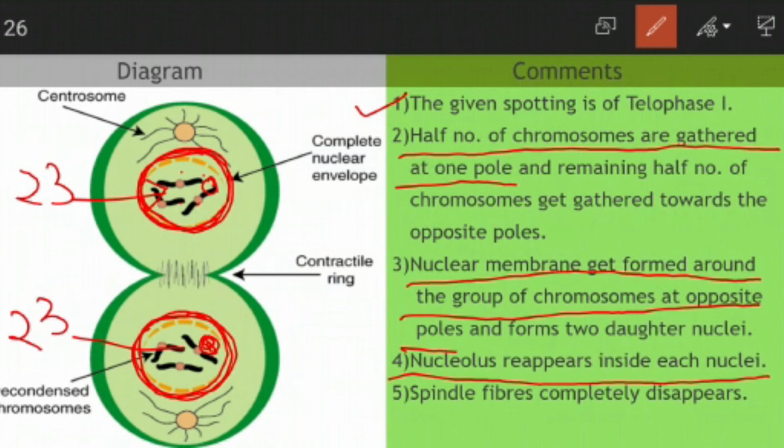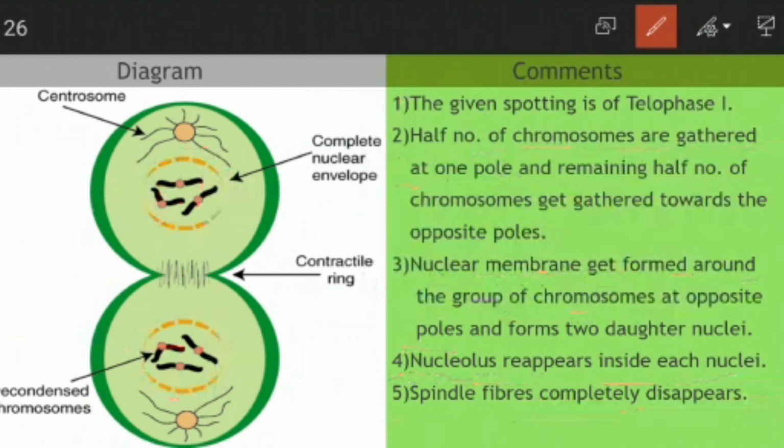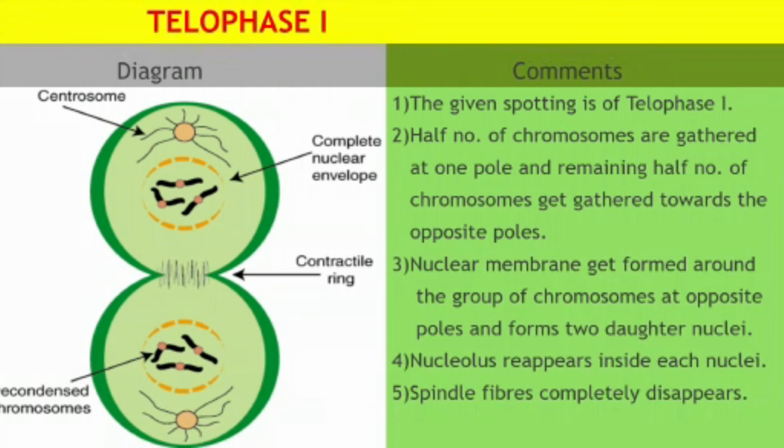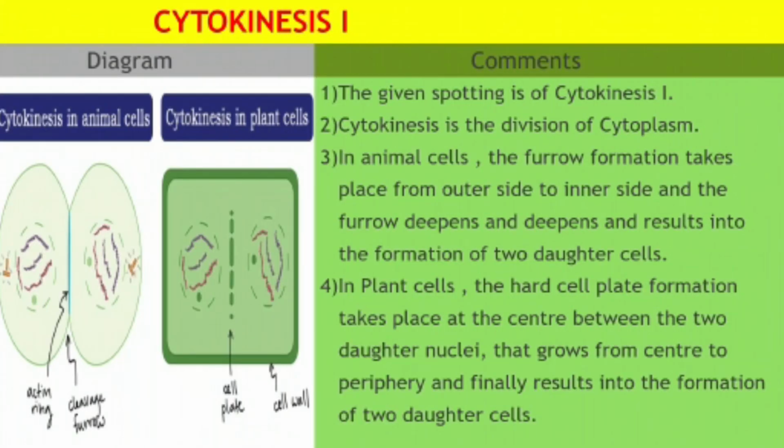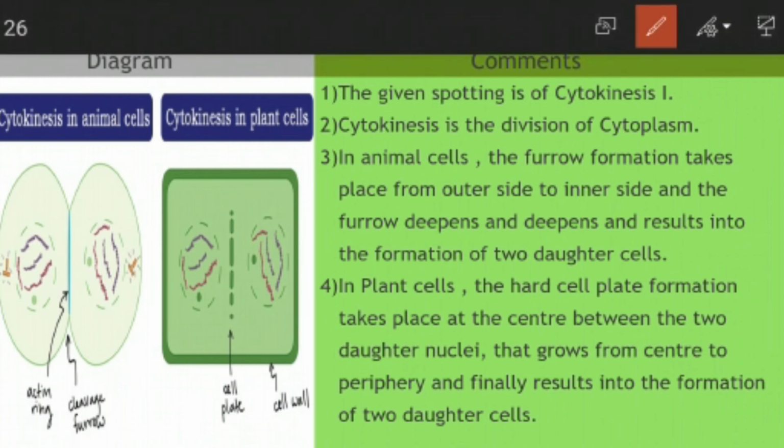And now there is no use of spindle fibers, so the spindle fibers completely disappear. They degenerate because the work of the spindle fibers is over. So here we have completed telophase. Now coming to cytokinesis. Cyto means cytoplasm and kinesis means division.